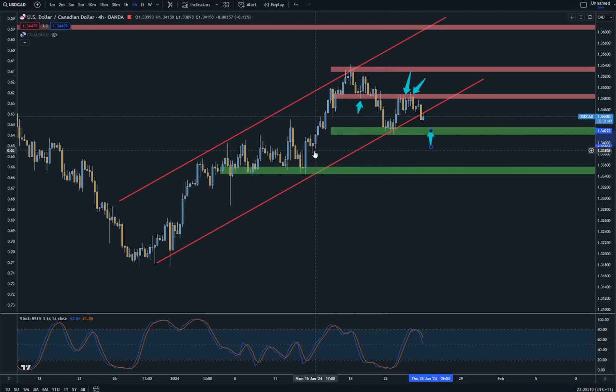Pretty nice little shot. You might get a little bit of a reaction around the small wick on the way up here, but I don't imagine it'll be enough to bring the buyers back in, and I'd be looking for 1.3349 for your price target.